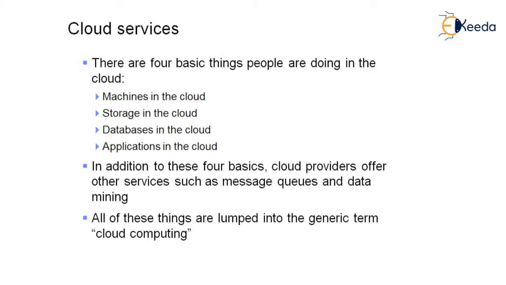Now, there are four basic things people are doing in the cloud. Which are the basic things? Machines in the cloud, storage in the cloud, database in the cloud, and application in the cloud. In addition to these four basics, cloud providers offer other services such as message queues and data mining. All of these things are lumped into a generic term called cloud computing.